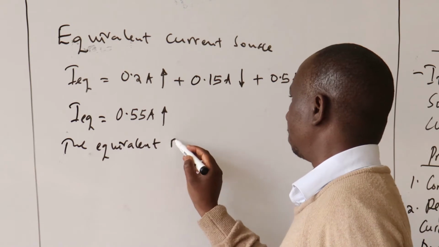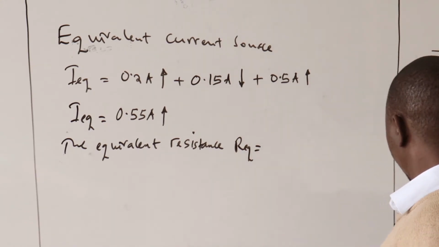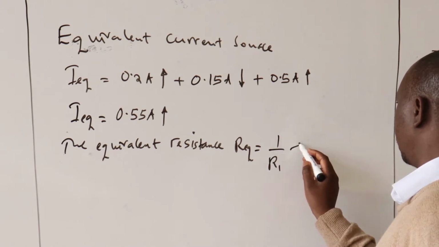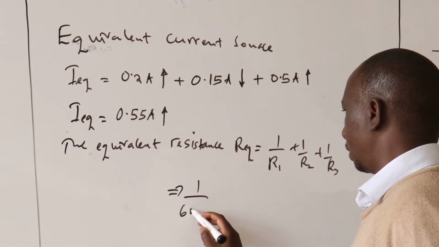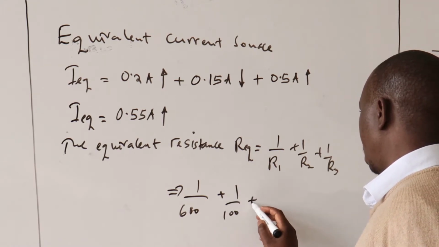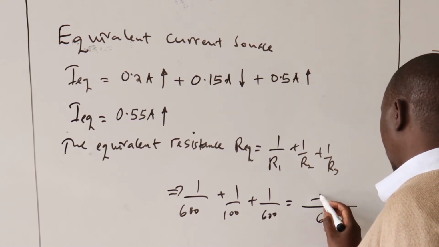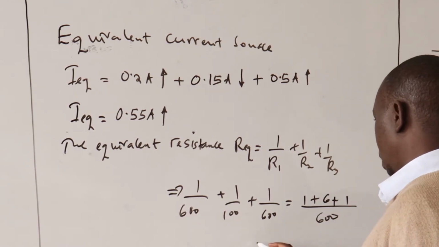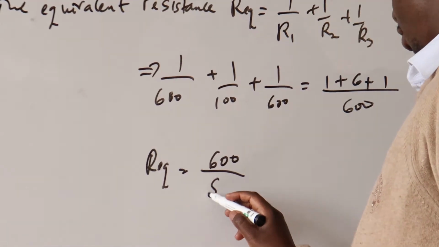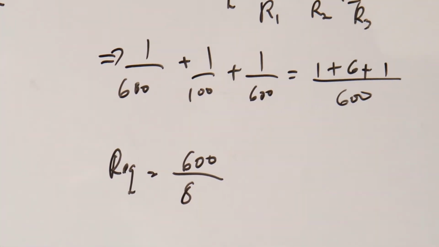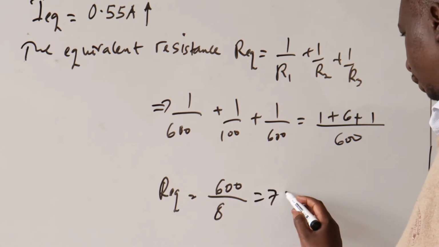The equivalent resistance, R equivalent. The resistors are in parallel. In this case, we shall have 1 over R1 plus 1 over R2 plus 1 over R3, which is 1 over 600 plus 1 over 100 plus 1 over 600. So the LCM is 600. This is 1 plus 6 plus 1. We shall have R equivalent equals 600 over 8, so this is 75 ohms.